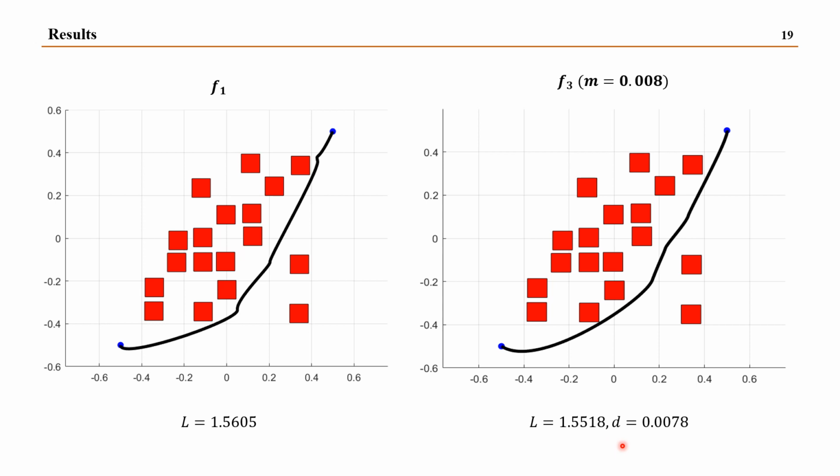And the most interesting idea about using this fitness function 3 is that it heavily penalizes distances to the obstacles that are shorter than this M, the 0.008. So this actually pushes the distance to be as close as possible to this M. So we found that the D in this case, which is the distance here from this obstacle, was 0.078.